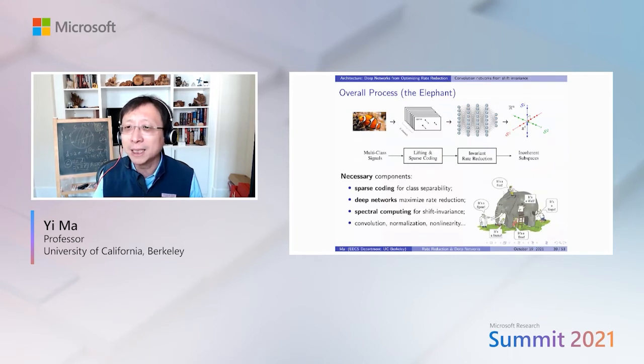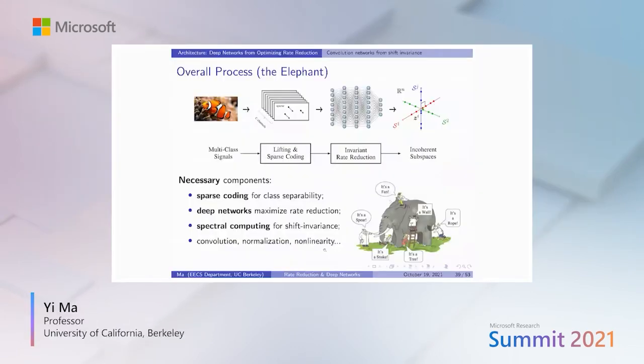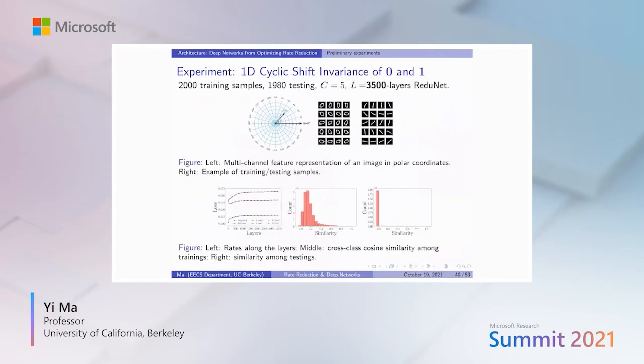If your task is to map multi-class signals into orthogonal, incoherent subspaces, then everything that you saw in modern neural networks becomes a necessary component. It's not that you choose them and try to make them work. It's actually mathematically necessary. Sparse coding allows you to separate different classes. A deep network is just to maximize the rate reduction, to get the configuration better in an incremental way. Spectral computing is necessary if you want to save computation from cubic to linear. Multi-channel convolution, normalization, and nonlinearity arise as necessary components. You don't get to choose them. You don't even get to try them.